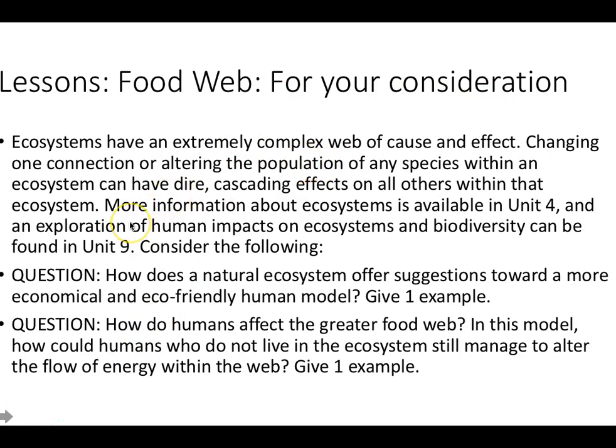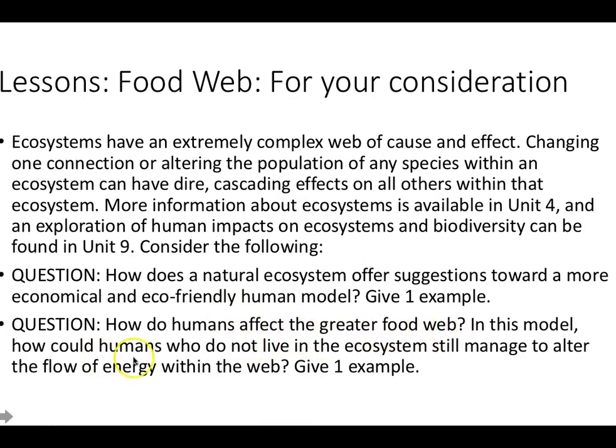This has a lot to do, again, with human impact. So ponder this in this question. How does a natural ecosystem offer suggestions towards a more economical and eco-friendly human model? So you have an ecosystem that's very complicated. You want to not disturb that ecosystem with humans coming and interacting with it. How could that happen?